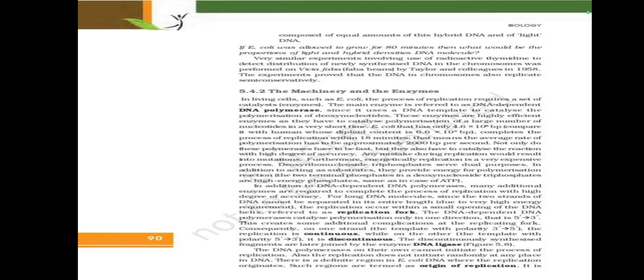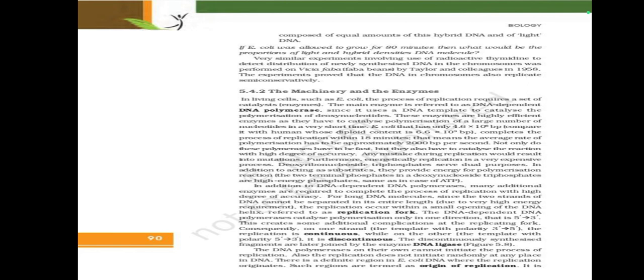E. coli has only 4.6 × 10^6 bp. Compare it with human, whose diploid content is 6.6 × 10^9 bp. E. coli completes the process of replication within 18 minutes. That means the average rate of polymerization has to be approximately 2000 bp per second.